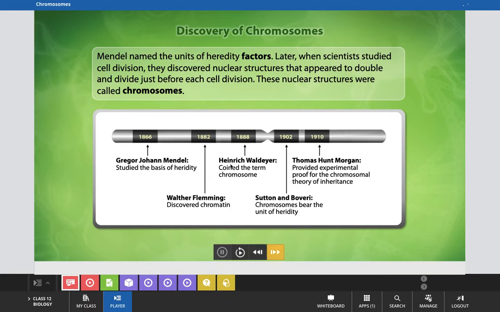In 1888, Heinrich Waldeyer coined the term chromosome, and in 1902, Sutton and Boveri discovered the chromosome bear the unit of heredity, and at that time the rediscovery of Mendel's discovery about genetics started. And Thomas Hunt Morgan in 1910 also worked on chromosomes by providing experimental proof for the chromosomal theory of inheritance, which was given by Sutton and Boveri, but the experimental proof was given by Thomas Hunt Morgan.